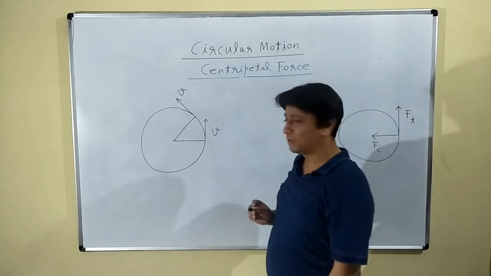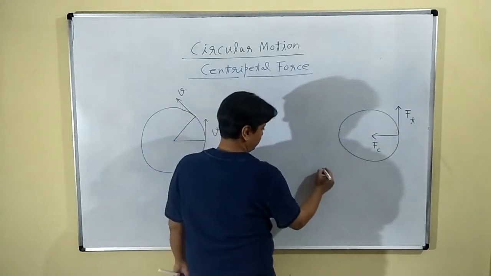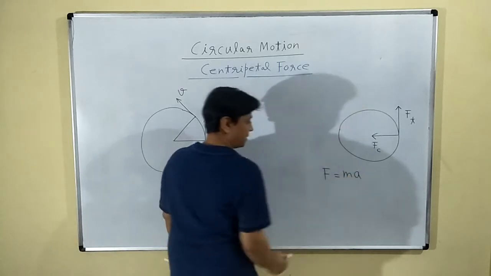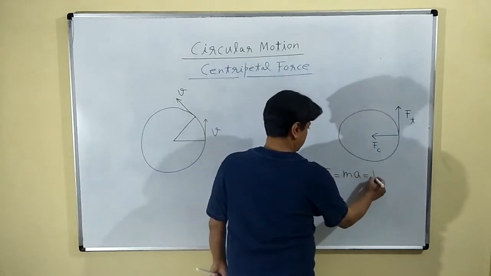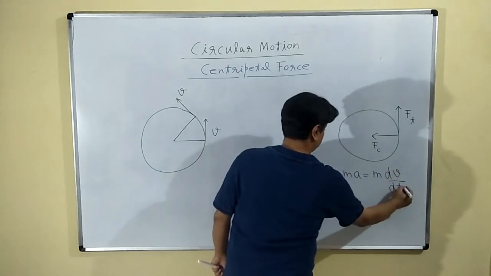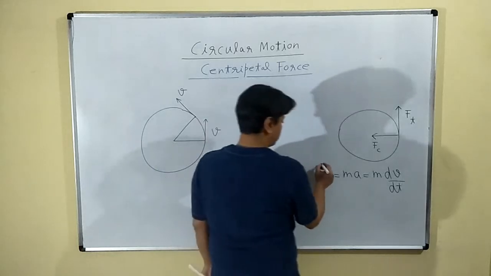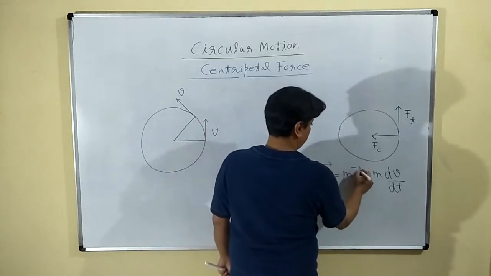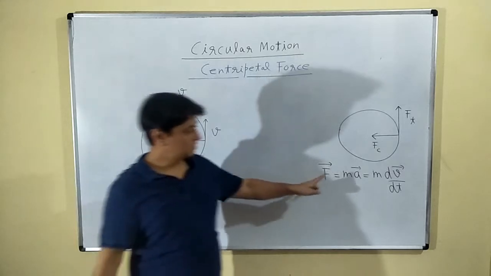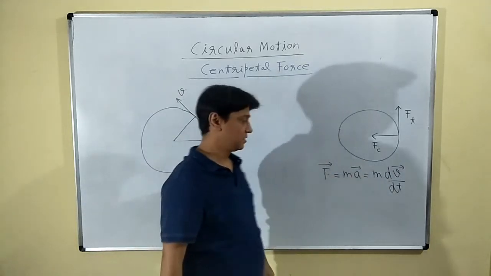How do you take advantage of this? We know that F is m into A. And what is A? A is dV by dt. If I write this in vector form, F vector is m times A vector, which is m times dV by dt.